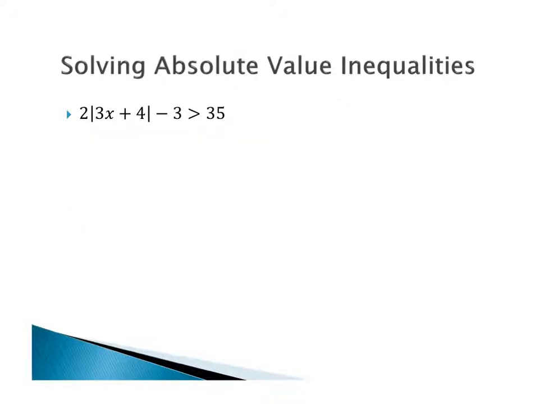All right, so now we can actually start solving these things. We're going to use the same tools that we've been using, and my ultimate goal is to get the absolute value by itself. Whatever's in the absolute value, get that by itself. For example, the very first thing I'm going to do is add 3 to both sides, and I'm going to get 2 times the absolute value of 3x plus 4 is greater than 38.